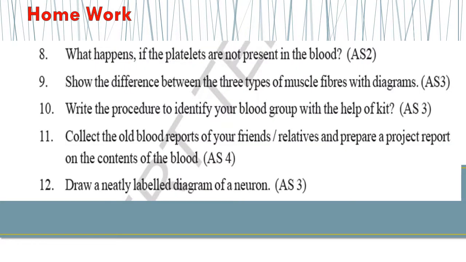Is it clear? See the homework. What happens if the platelets are not present in the blood? Show the difference between 3 types of muscle fibers, children, with examples. Write the procedure to identify your blood group with the help of the kit. Collect the old blood reports of your friends, relatives and prepare a project report on the contents of blood. Draw a neatly labeled diagram of neuron and explain it.